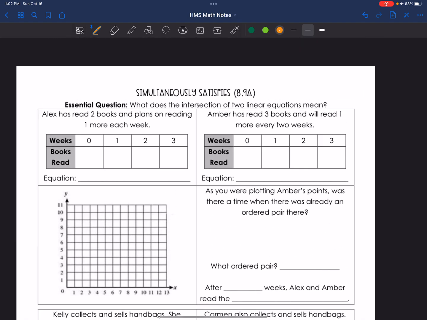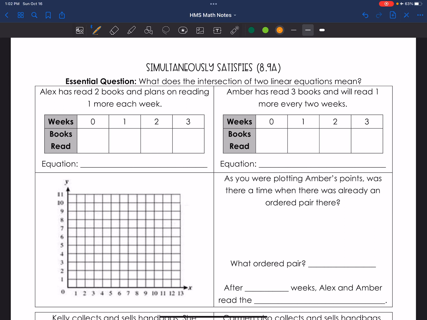Last page. Simultaneously satisfies. So the formulas we're using are y equals mx plus b, and we will also identify on the graph, but I'm telling you guys, you already know this. We're just putting everything you already know together, making it simple.